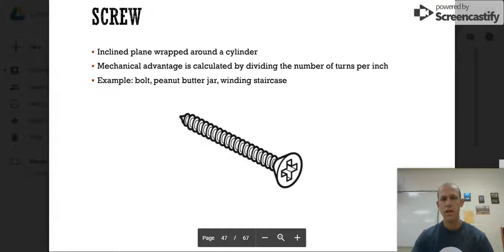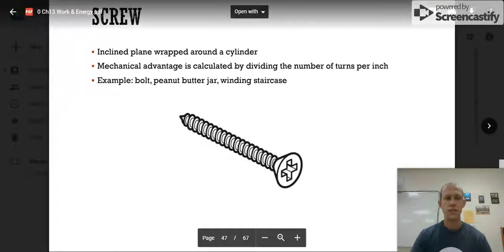And lastly, of the simple machines is the screw. It's an inclined plane wrapped around a cylinder. So the mechanical advantage is calculated by dividing by the number of turns per inch. So for example, you have bolts, a peanut butter jar, a winding staircase, screws are everywhere. So those are the 6 simple machines.